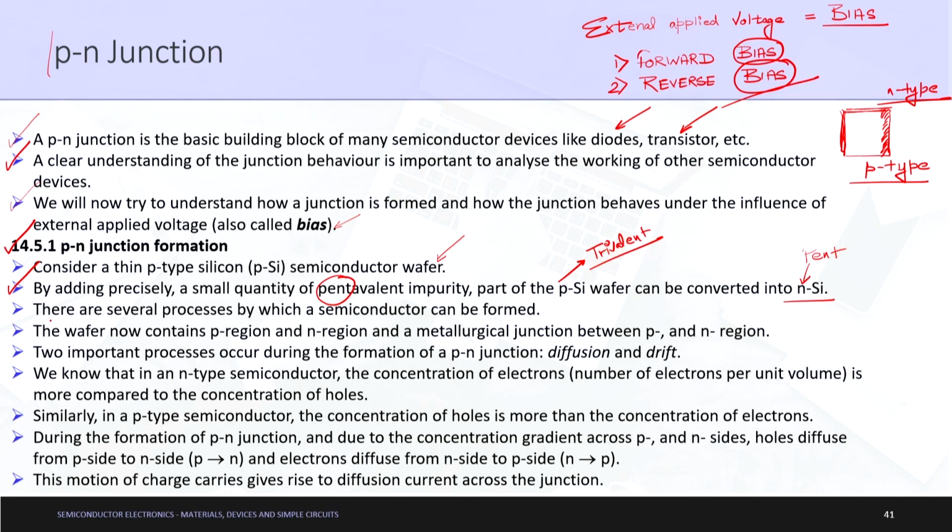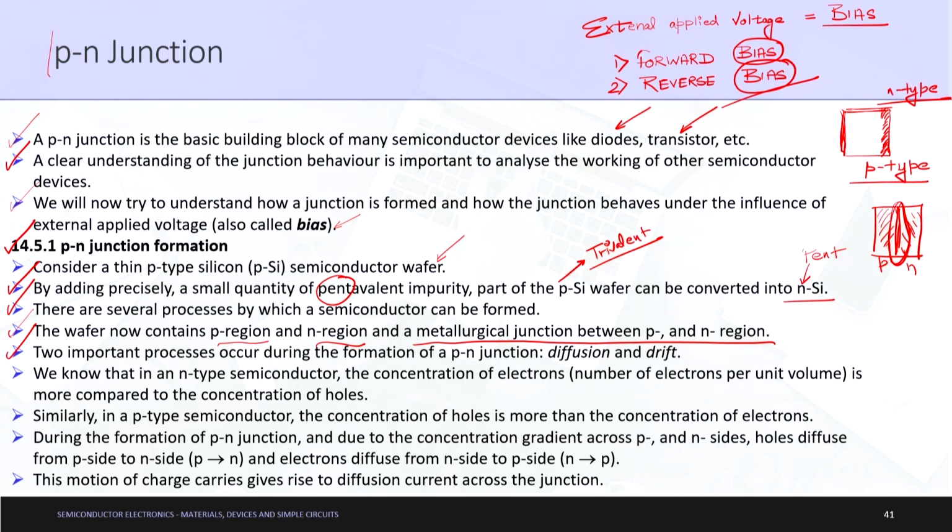There are several processes by which a semiconductor can be formed. The wafer now contains a p region and an n region, and the metallurgical junction between the p and n region. What they are saying is that because of the addition of this impurity, there would be somewhere where this will be p type, and somewhere where this will be n type, and a metallurgical junction. So, this is that metallurgical junction between the p type and the n type. Fine. Let us not go into technicality much here. We will go into this in the next part of this lecture.